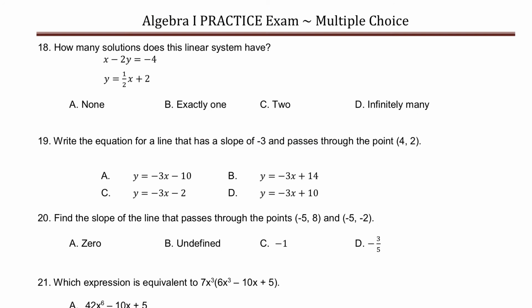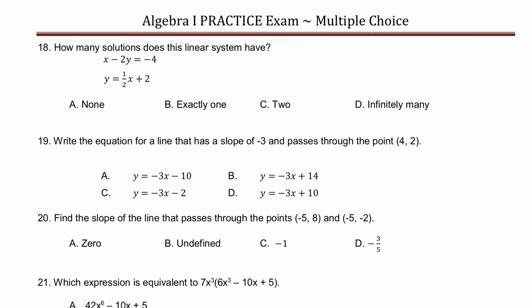All right, number 18. How many solutions does this linear system have? So you have x minus 2y is equal to -4. And then y is equal to half x plus 2. So you have several options here. If you want to graph these and figure out where they cross, that would be a solution. If you want to do elimination, you could do that. I'm going to actually do substitution.